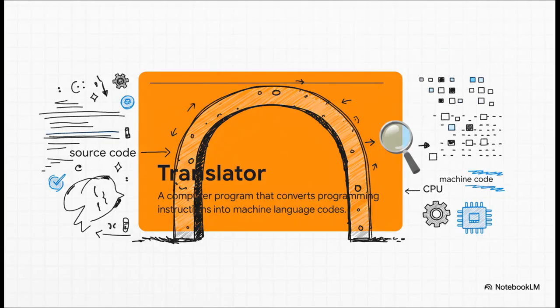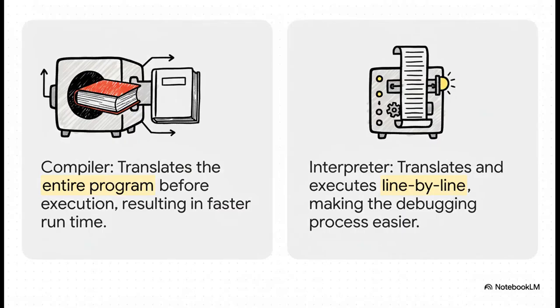A translator is this special kind of program that acts like, well, a bridge. Its one and only job is to take the source code that a human programmer wrote and convert it into the super low-level machine code that the computer's central processing unit, the CPU, can directly understand and act on. And there are basically two main ways this translation can happen.